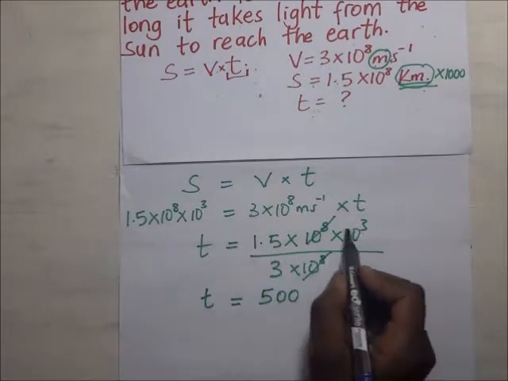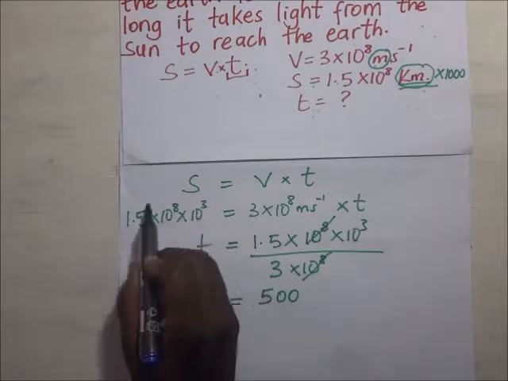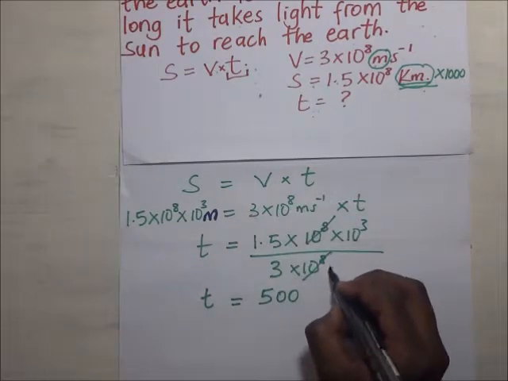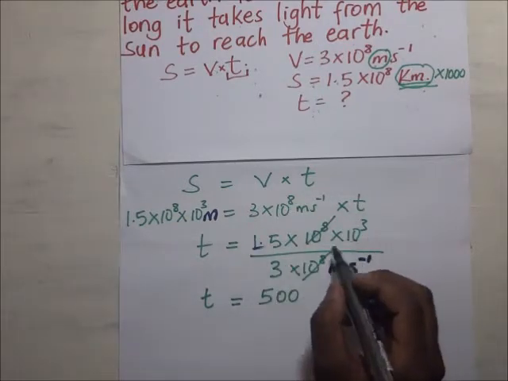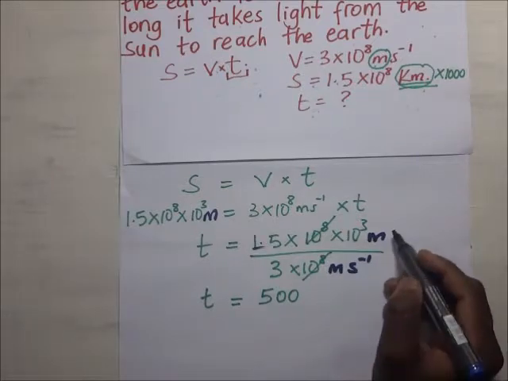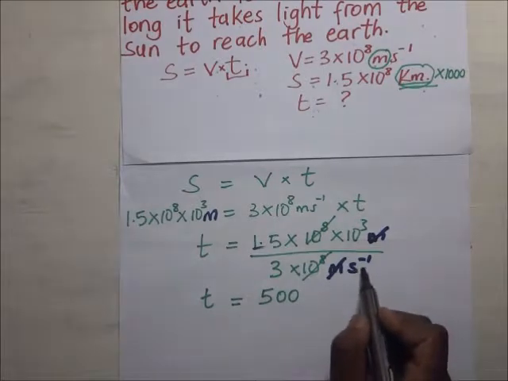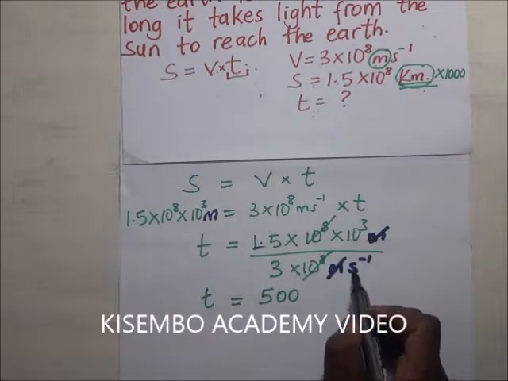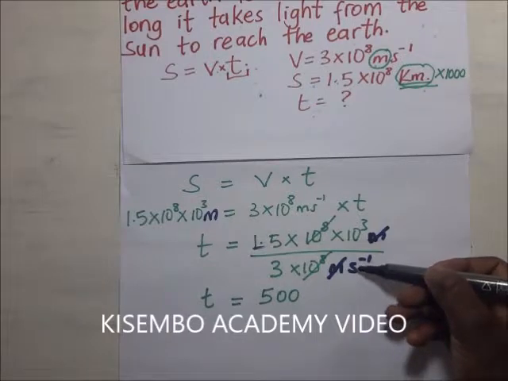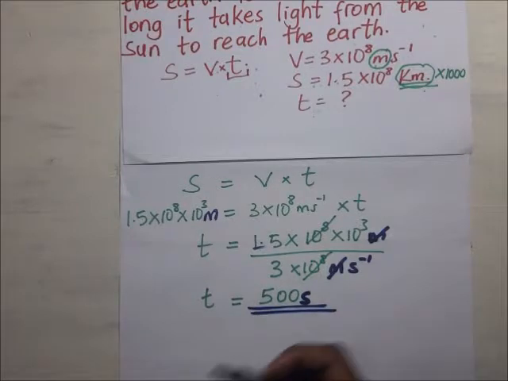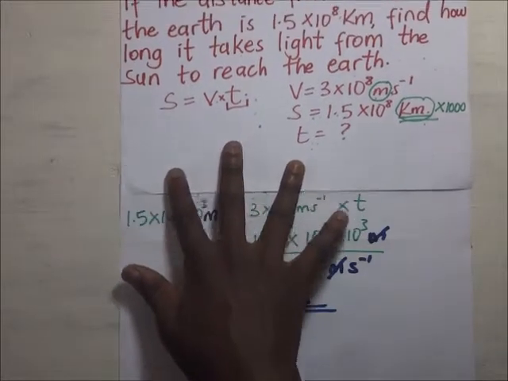But remember that this top part, this 1.5 times 10 to the power 8, was converted to meters, and this lower part is in meters per second. So the meters cancel out, and as far as our units are concerned, our value of time is in seconds, because this is s to the power -1. When we shift this s to the numerator, it becomes 500 seconds. And of course, the question does not specify in what unit we're supposed to state the time, so we can as well leave our time in seconds, and that is just fine.